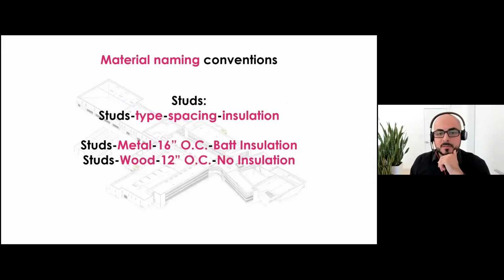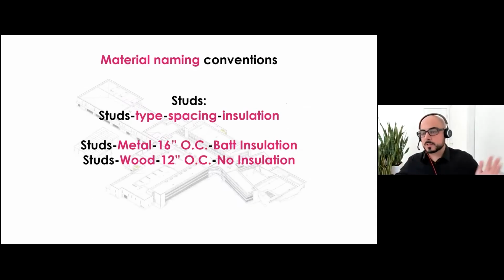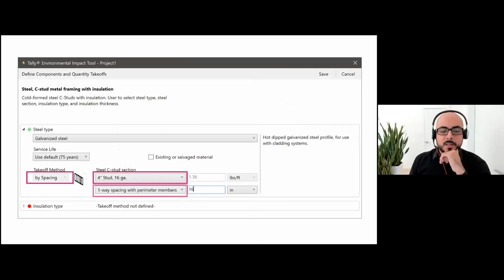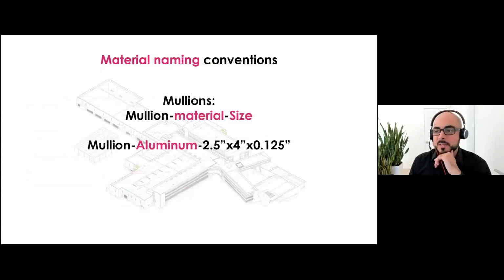Studs could be one. In Revit, we usually model them as just a solid cavity. I recommend having the type of stud that you're using, let's say metal or wood, the spacing, and then whether it has insulation in between the cavity and what type of insulation. And this matches what happens in Tally in terms of type of stud, spacing, and insulation.